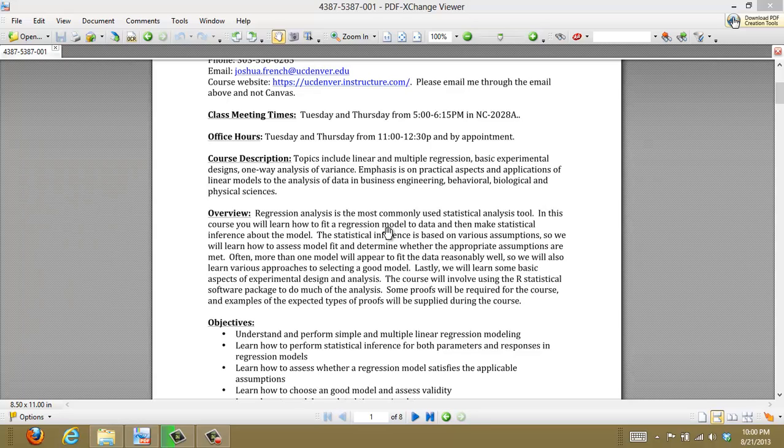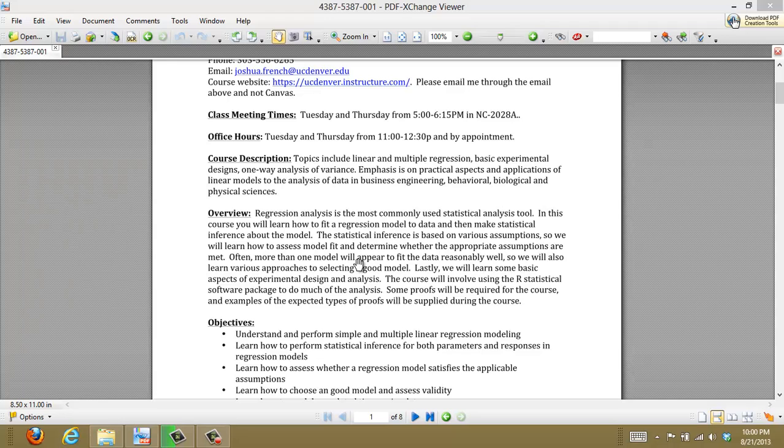So it's not a proof-based course, for example, compared to something like Math 3000 or Math 4310, but we are going to do some proofs at different times during the semester. And so during class time, we will go through proofs and examples that will give you the kind of proofs that I'm expecting you to do.